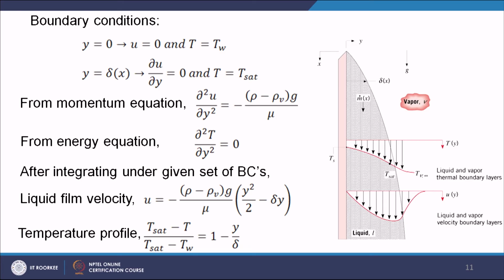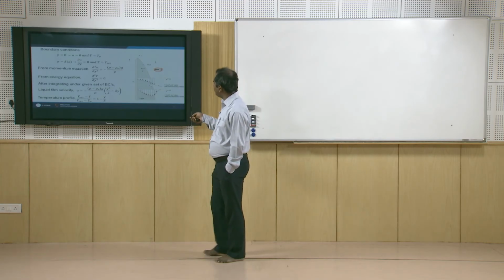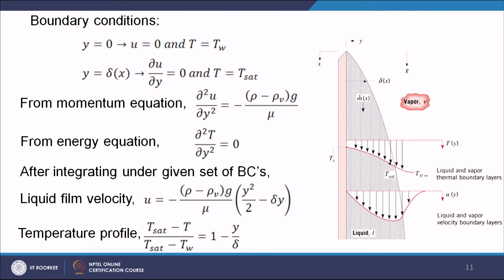The energy equation is very simple. Integrating it twice, along with the boundary conditions y equals 0, T equals Tw, and y equals delta, T equals T sat, we get a straightforward solution for the temperature profile: T sat minus T divided by T sat minus Tw equals 1 minus y by delta. You see this nature, as we have already shown: y versus u is parabolic, and T versus y is actually linear.